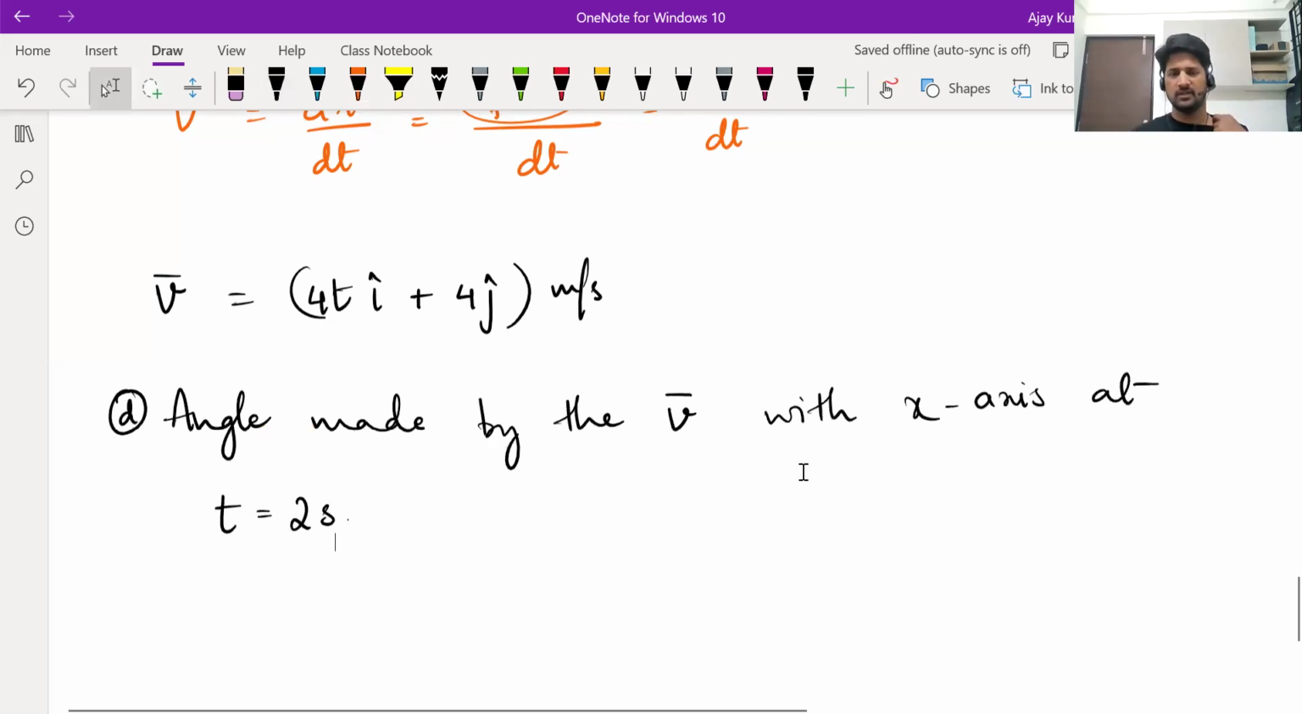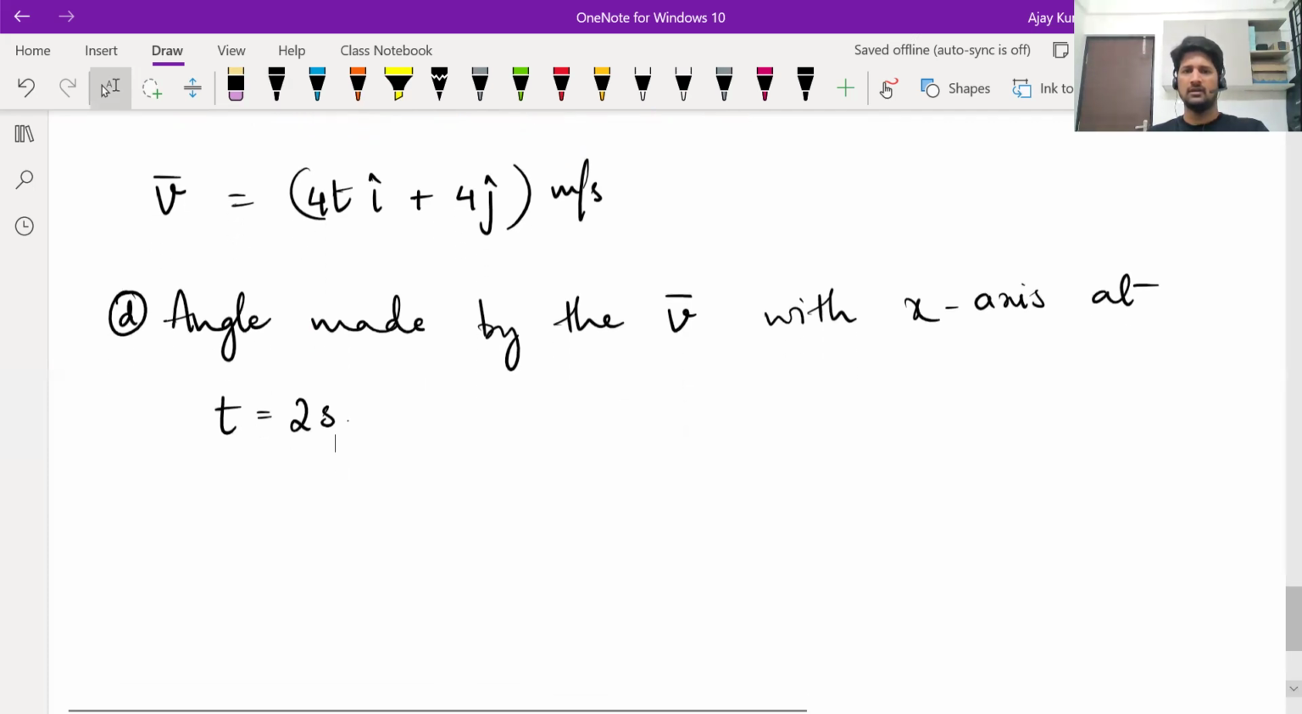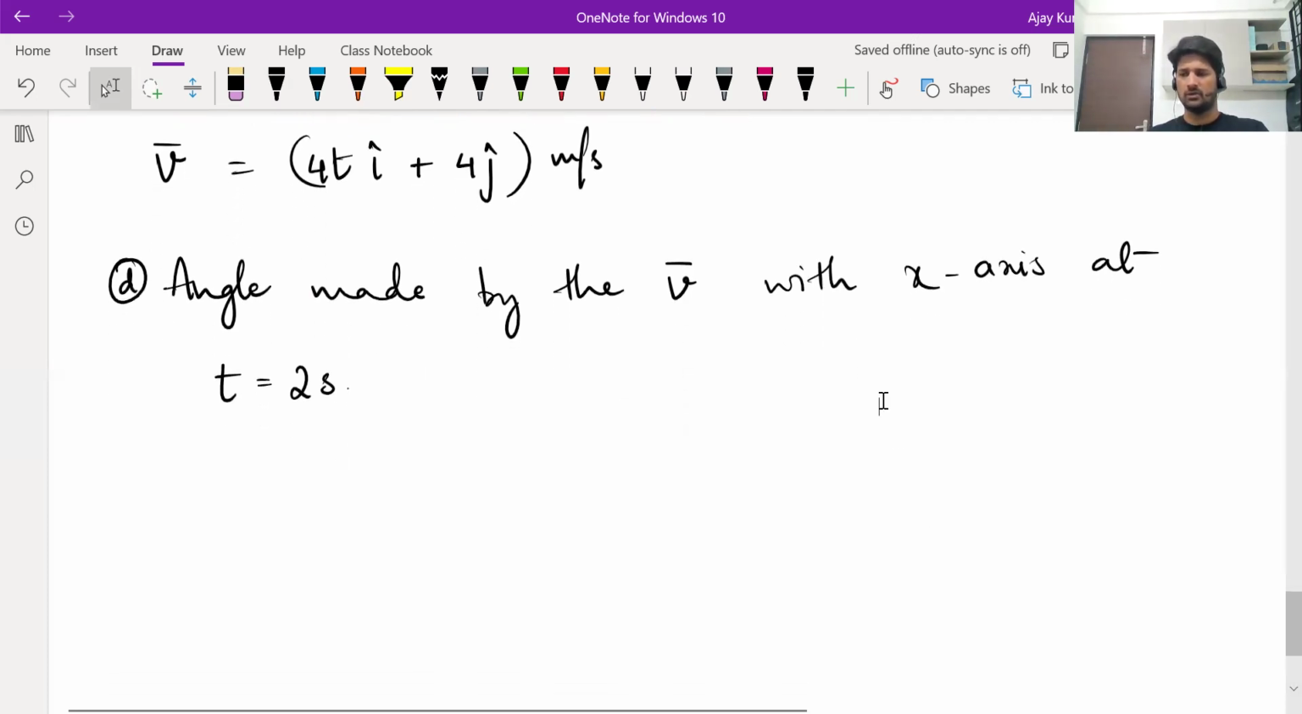A vector will have a particular direction, no? Means it must be making some angle with the x-axis. So at t equal to 2 seconds, you should find out how much angle it makes with the x-axis. Can one of you tell me what are the steps to be taken to find out the angle made by a vector with the x-axis or the y-axis? X-axis only you tell first. These questions were also there in the worksheet.